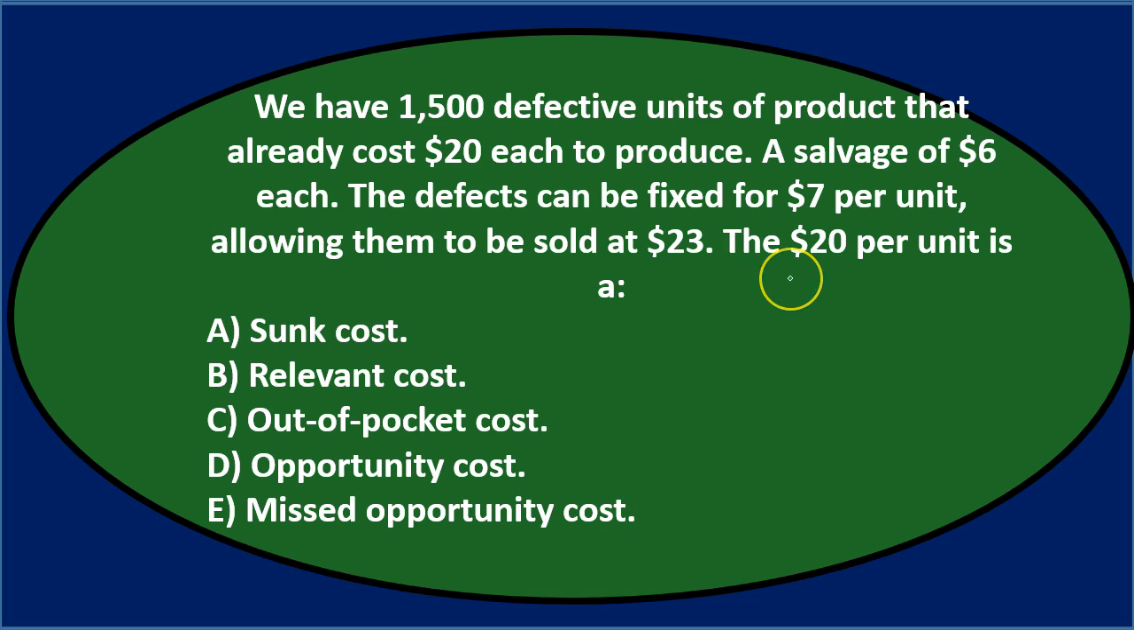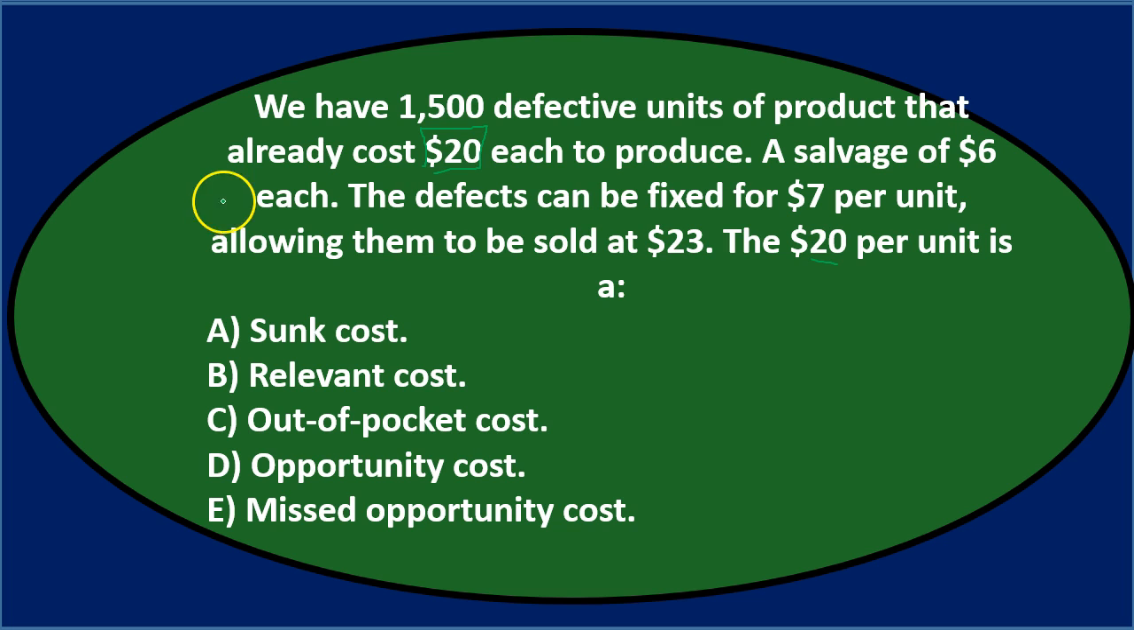So the $20 per unit is A. So we're looking at the $20 per unit number. So considering this $20, that's the one we want. We're zeroing in on that as we do so. Let's read through this again. We have 1,500 defective units of product that already cost $20 each to produce.